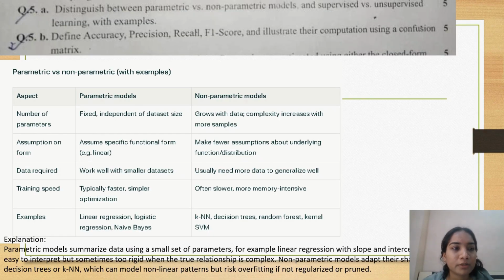Hello everyone. Today I am going to discuss end semester question number 5. Question number 5 contains part A and B. First, part A is: distinguish between parametric versus non-parametric models and supervised versus unsupervised learning with examples.